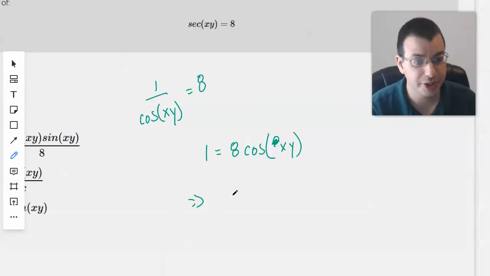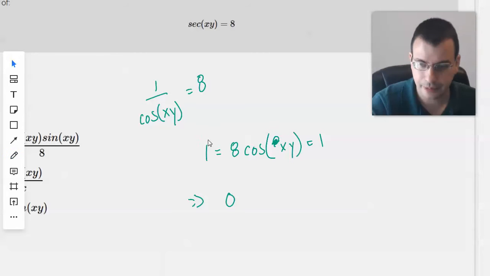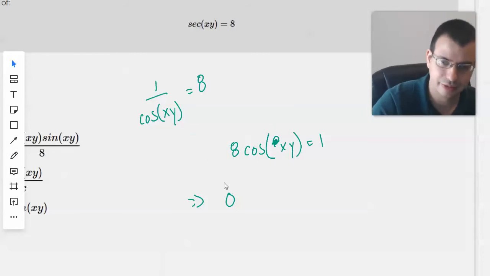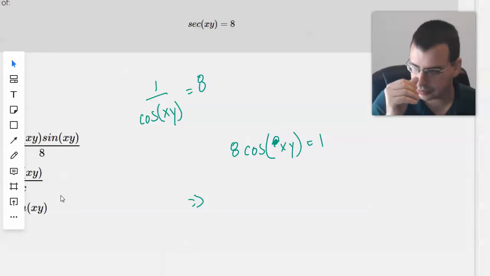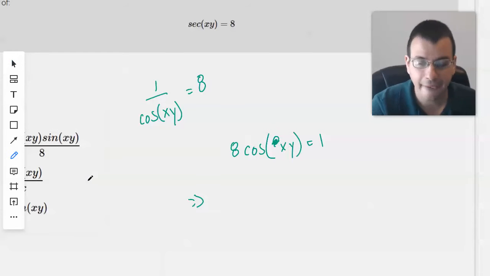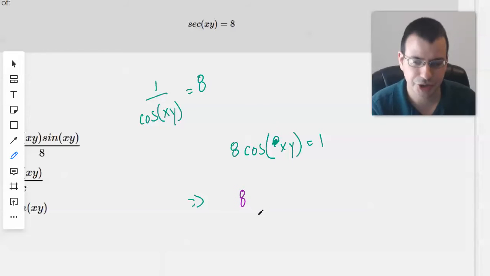So with respect to x, we get 0 equals 1. There we go. That way I can put the 0 on the right side, where zeros belong. I don't know if they actually belong there or not. It just feels more correct.